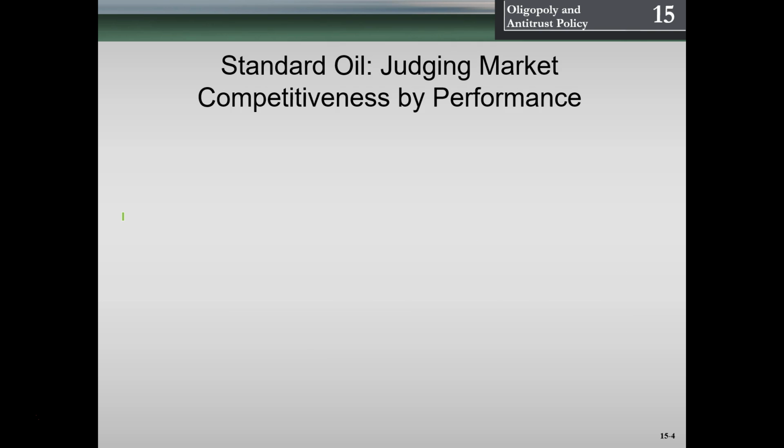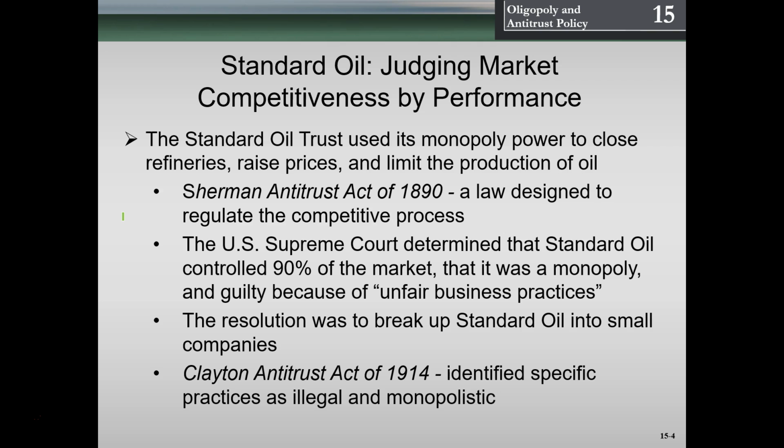So Standard Oil is a classic monopoly case, judging market competition by performance. Standard Oil Trust used its monopoly power to close refineries, raise prices, and limit the production of oil. So the Sherman Act of 1890 was a law designed to regulate the competitive process. We had a law that's trying to regulate how the competitive process will work. The U.S. Supreme Court determined that Standard Oil controlled 90% of the market, that it was a monopoly and guilty of unfair business practices. So note what we're saying here.